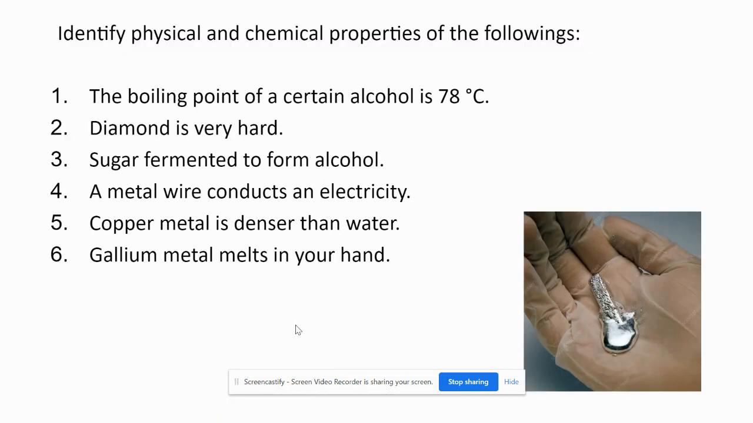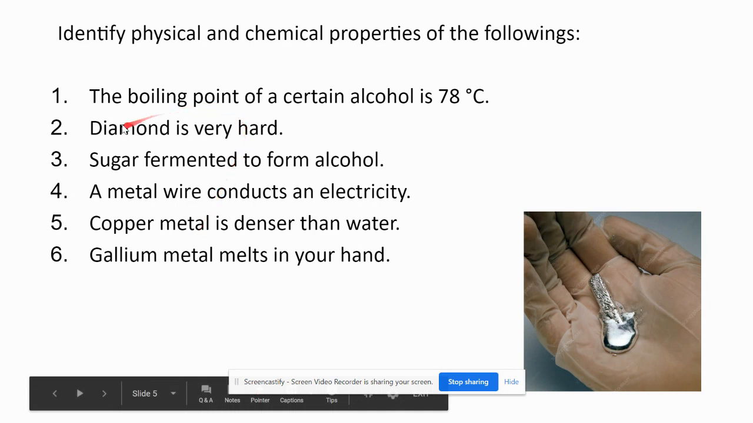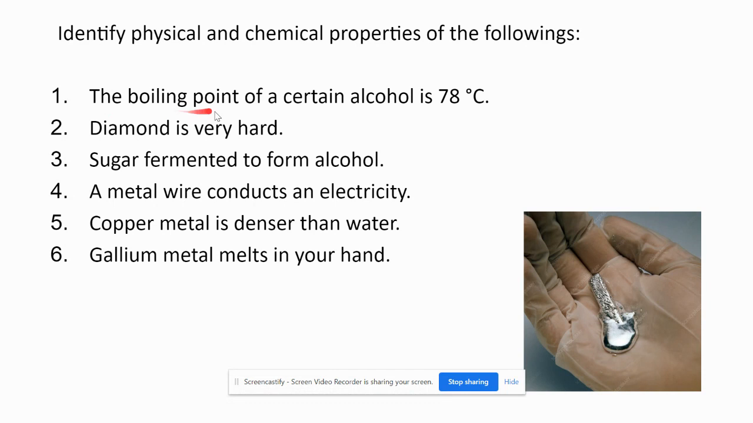Now, let's take a look here. Here are some examples. We're going to go through all six problems. The boiling point of certain water is 78 degrees Celsius. Because you're talking about the boiling point, this is considered a physical property. Number two, diamond is very hard. So we're talking about the hardness of diamond. We're not talking about its chemical property. So this is a physical property.